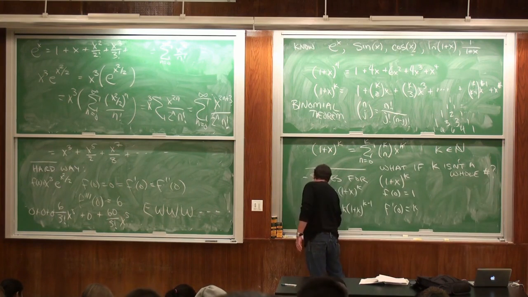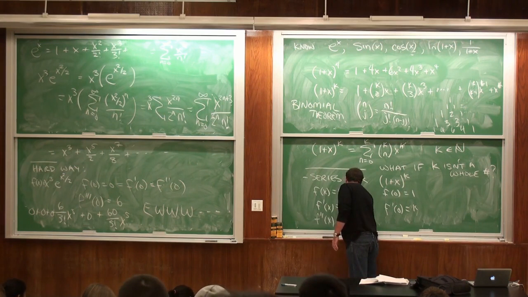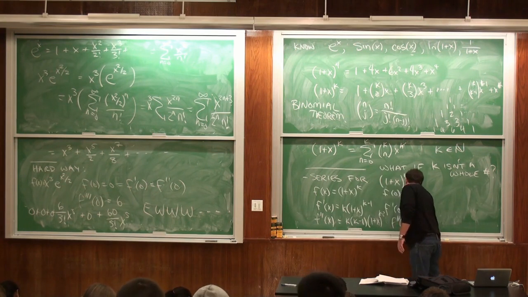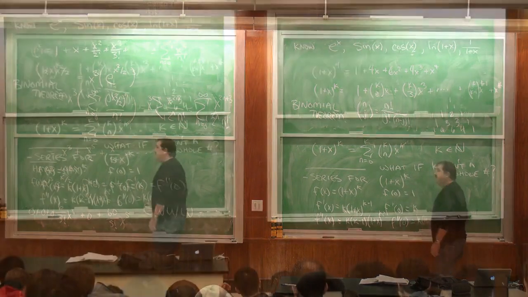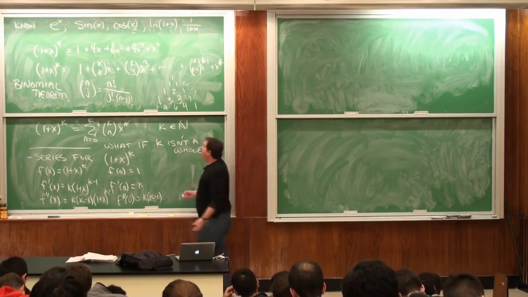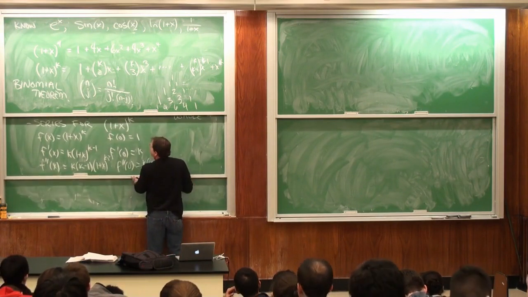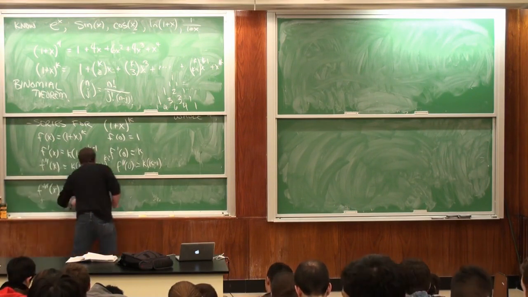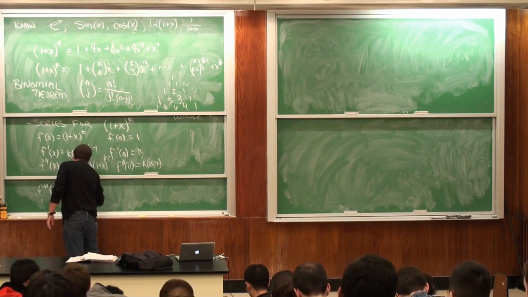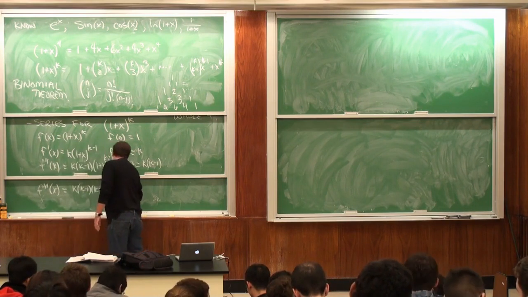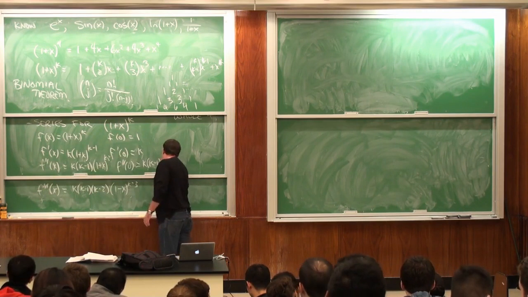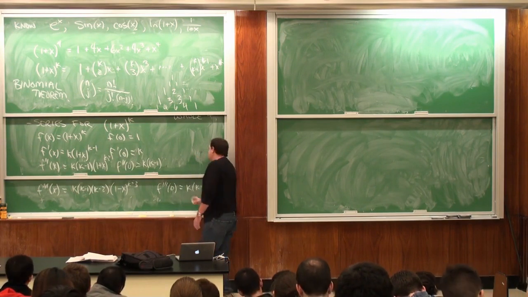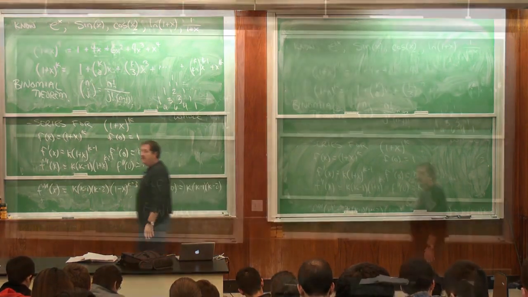If I take the next derivative, the k minus 1 comes down, and when I evaluate at 0, I get k times k minus 1. And I can just keep going in this way. I take the third derivative, I get k times k minus 1 times k minus 2, times (1 + x) to the k minus 3. And if I evaluate it at 0, I get k times k minus 1 times k minus 2. And this pattern will continue.